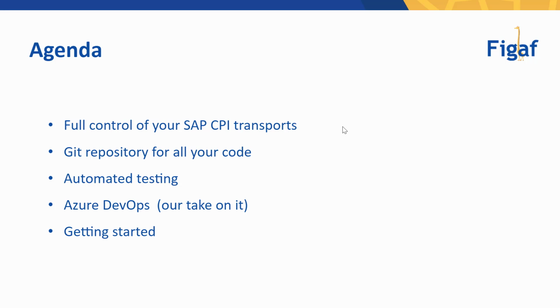I will show you how you can automate your testing processes. And obviously, when you're talking about DevOps, everybody would talk about Azure DevOps or whatever kind of pipelining tool you have, and we'll cover some of the ideas that we have regarding this, what can be done, and some of the challenges that it proposes. And then obviously how you can get started with the Figaf tool.